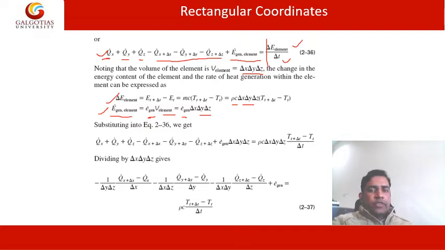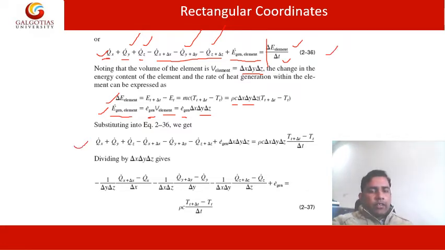So this derivation is similar to the derivation that we did earlier for one-dimensional heat conduction. Only thing is that this time we have considered heat conduction through the other two directions as well, x, y and z. That is why it has become a little bit complicated, but the concept that we utilized earlier remains the same. Okay, so putting all these values in this equation, we get this equation.